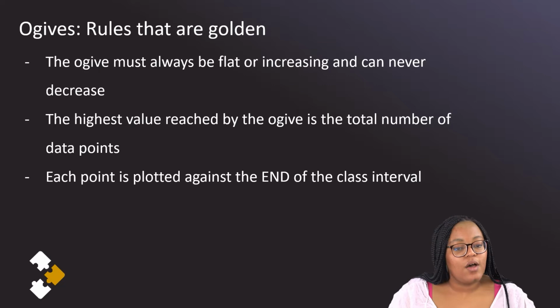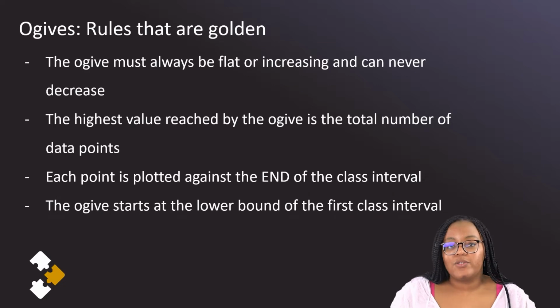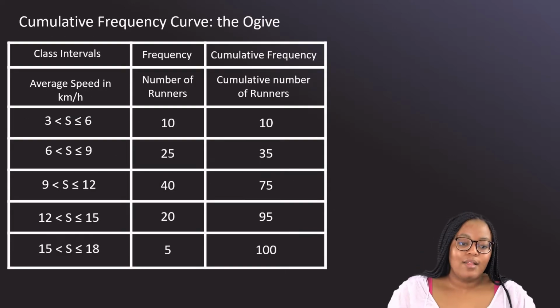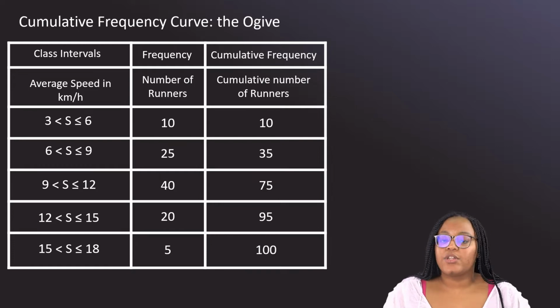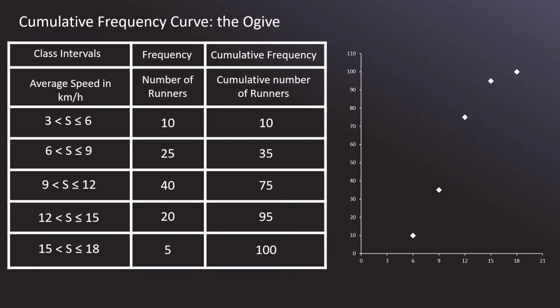So each point on this ogive is going to be plotted at the end of a class interval, and the ogive will start in the lower bound of our first class interval. So let's say I've been given this set of data, and I want to draw an ogive relative to this set of data. This is what my plotted points will look like.